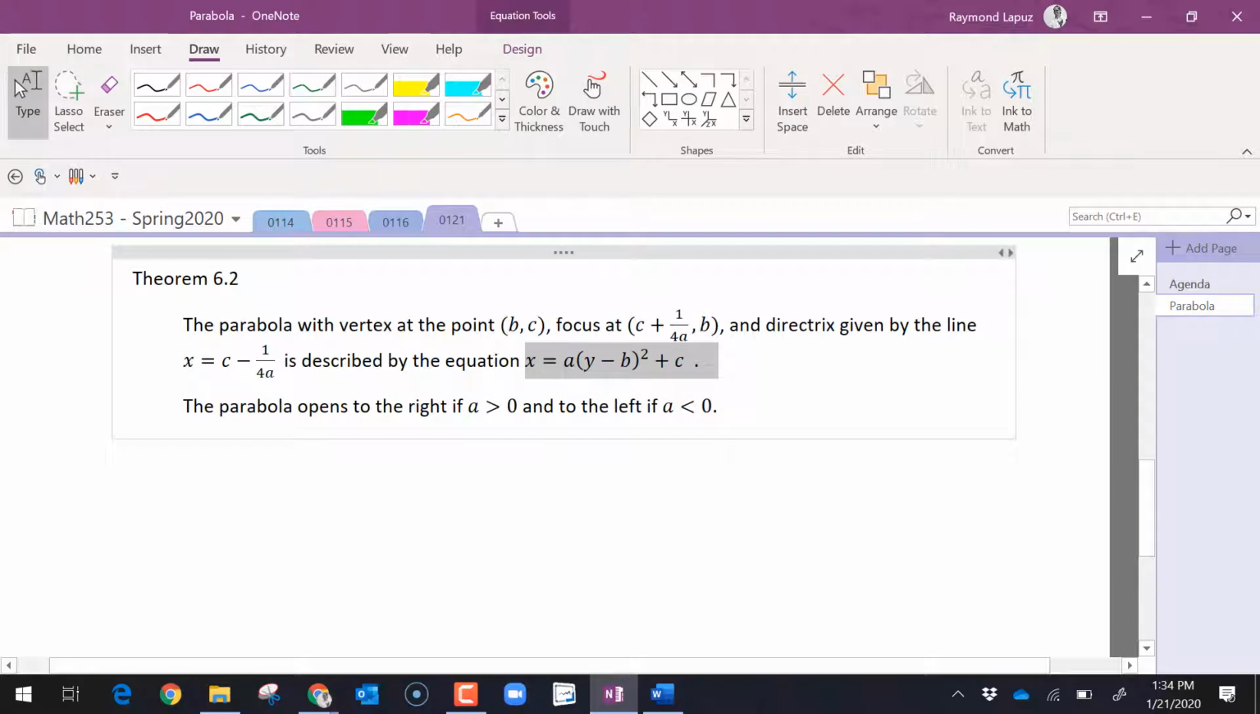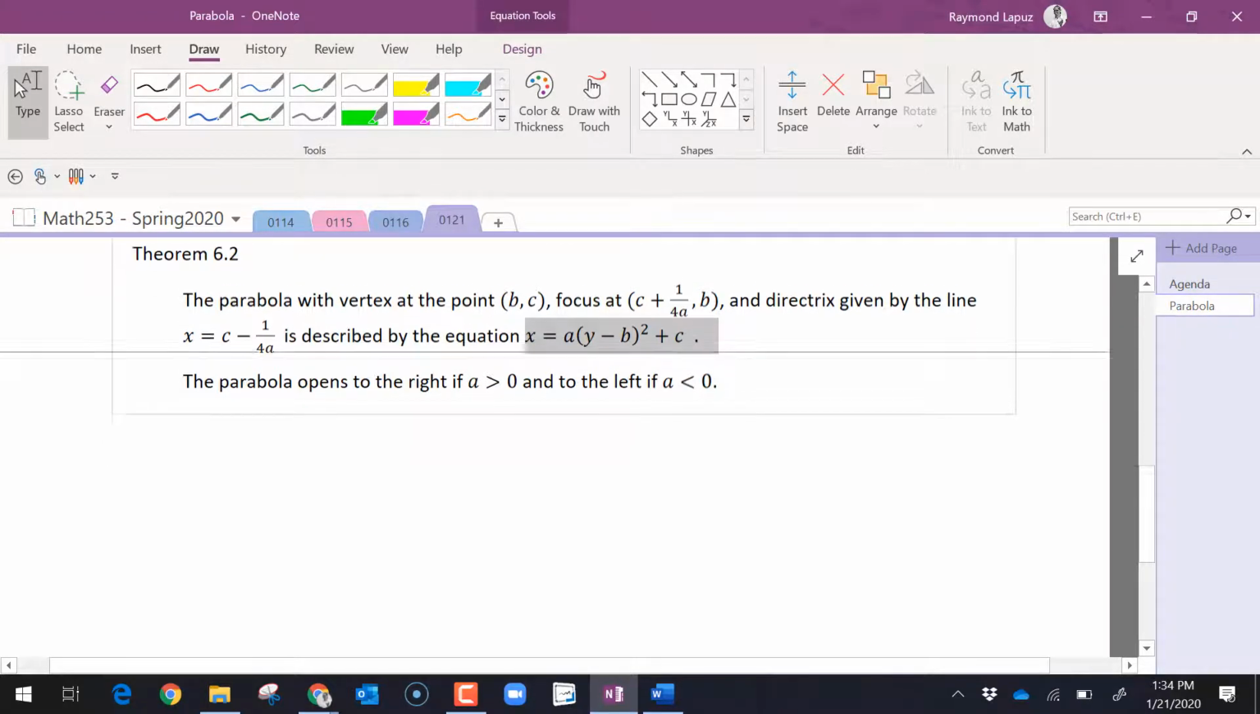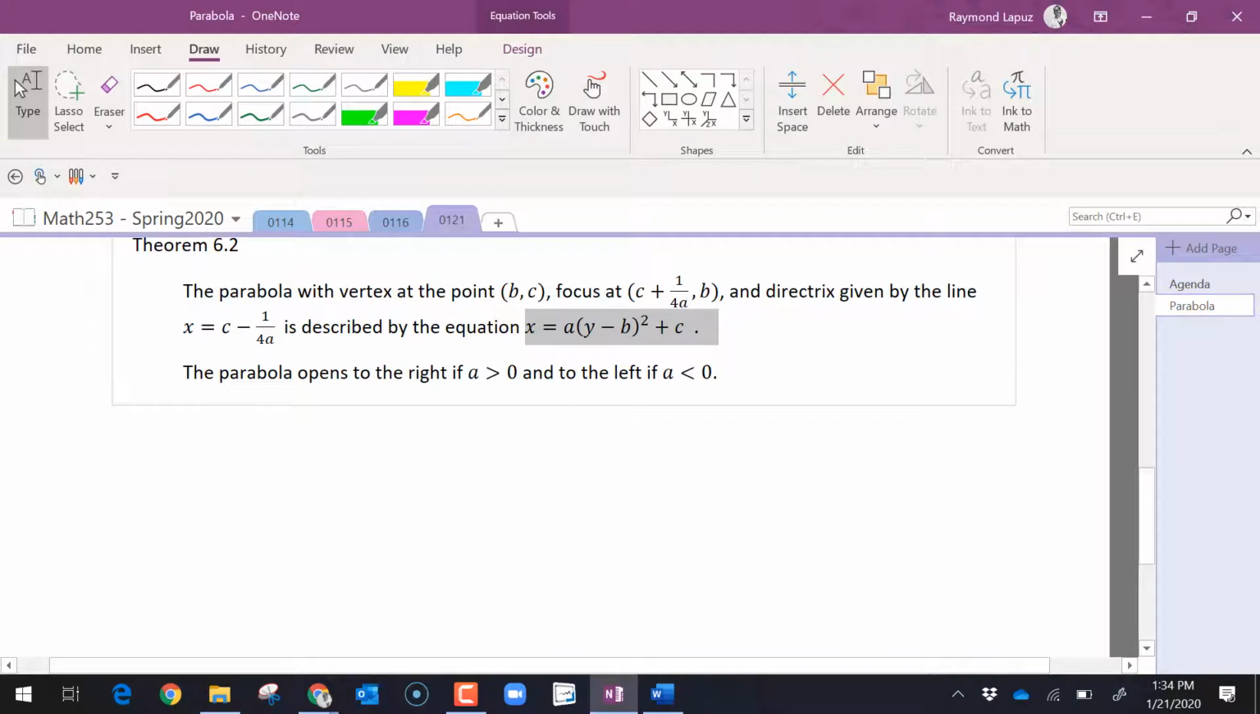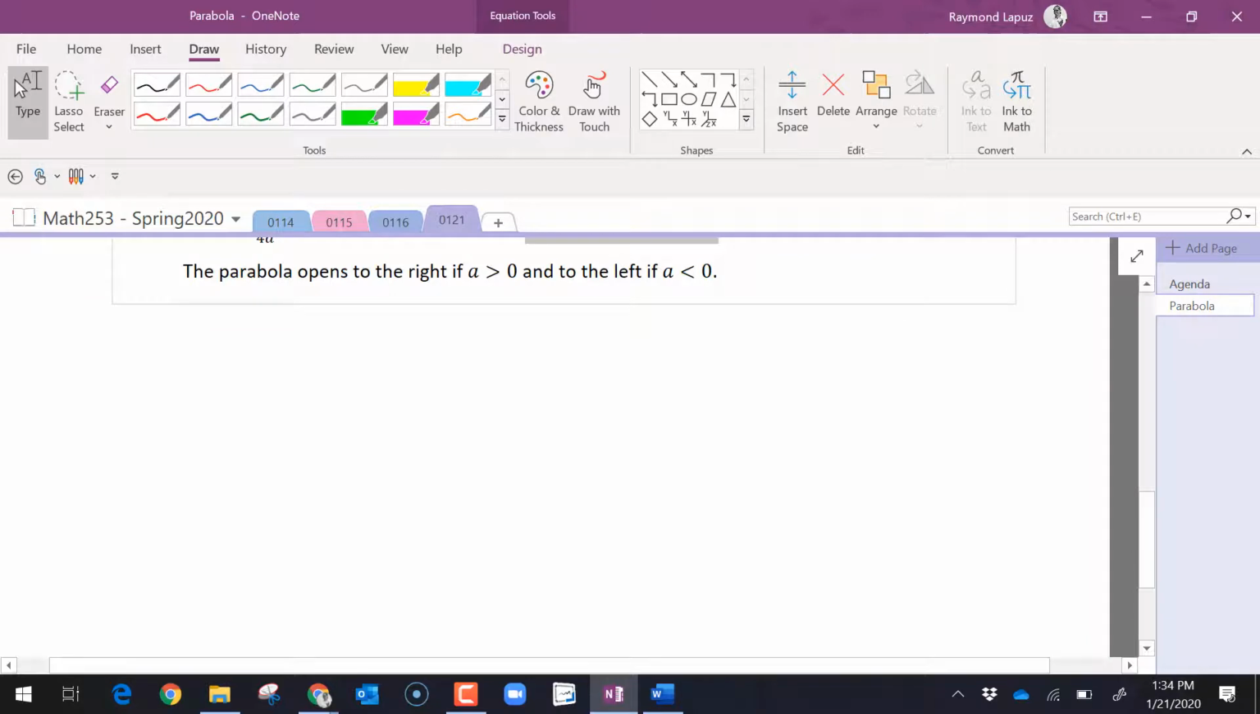So let's do an example. Should I just make one up? Let's make up a hard one. Sure, what the heck? It's just algebra.